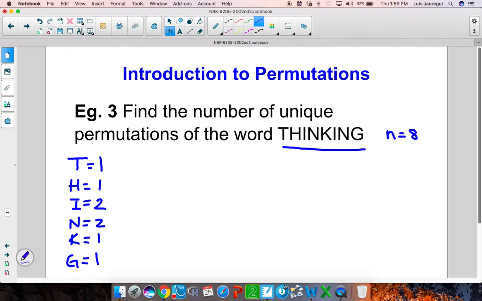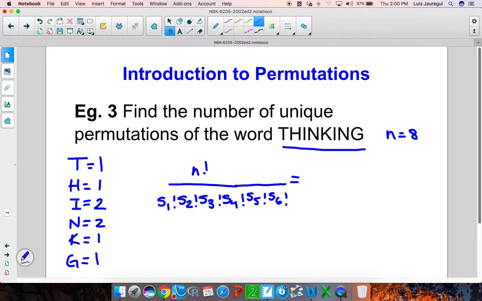Now, the formula for us to find the unique permutations is as follows. We take n factorial divided by, in this case, since I have 6 different letters, s sub 1 factorial times s sub 2 factorial times s sub 3 factorial times s sub 4 factorial, s sub 5 factorial, and s sub 6 factorial. Now, what are these s sub 1, s sub 2, s sub 3, s sub 4, s sub 5, and s sub 6? Those are the frequencies here.